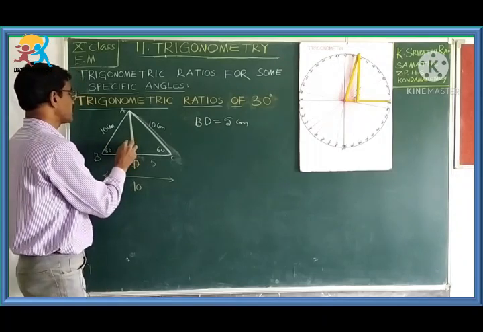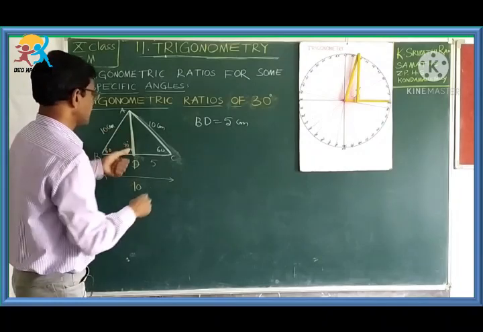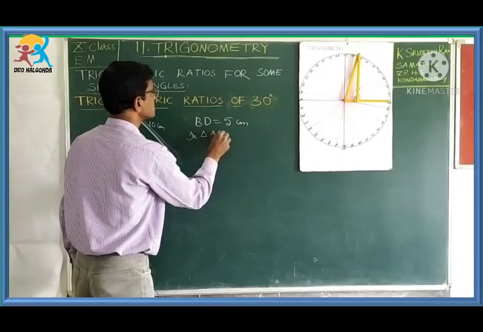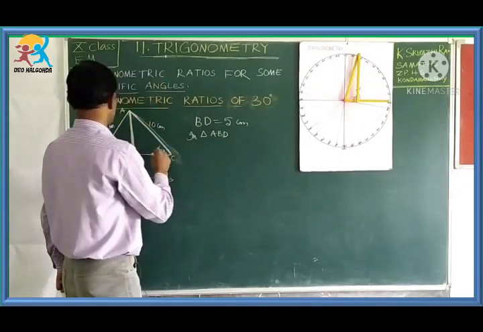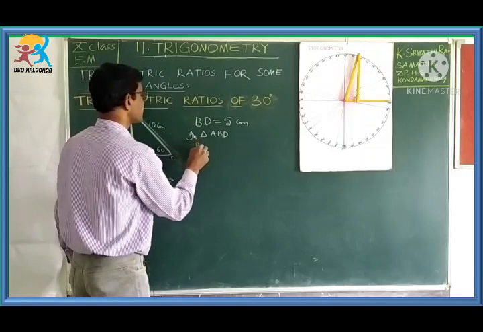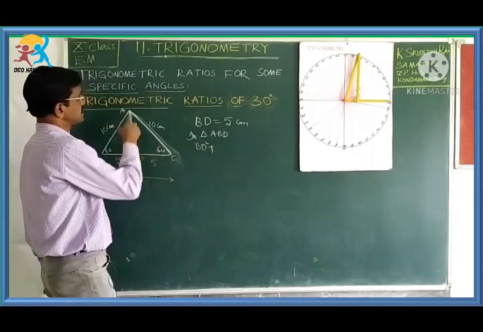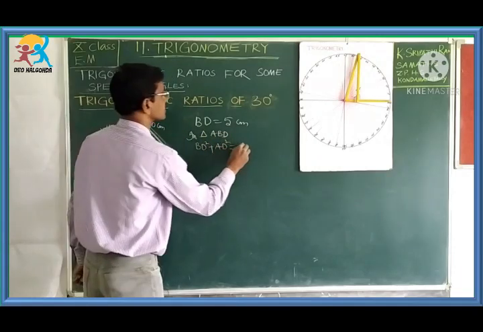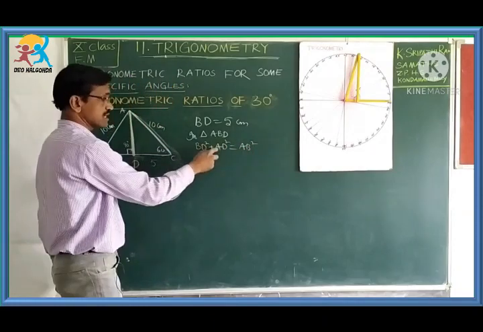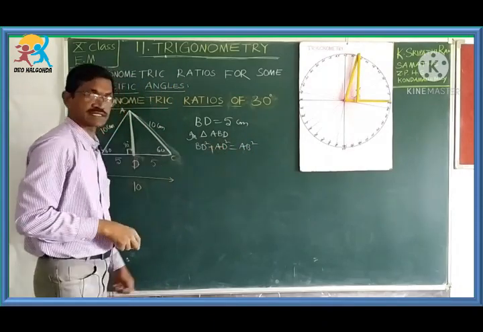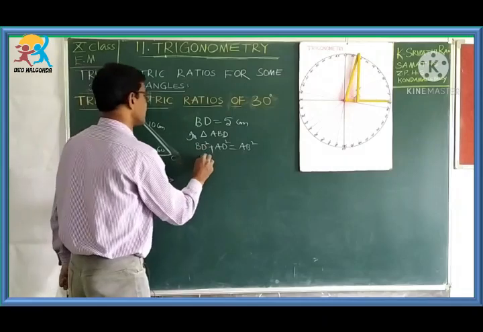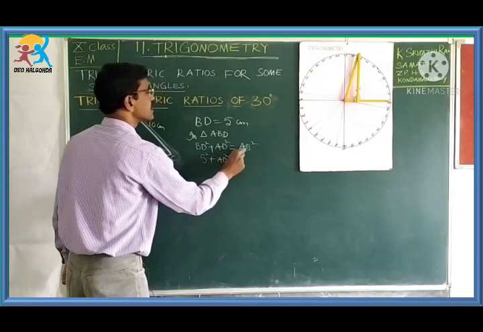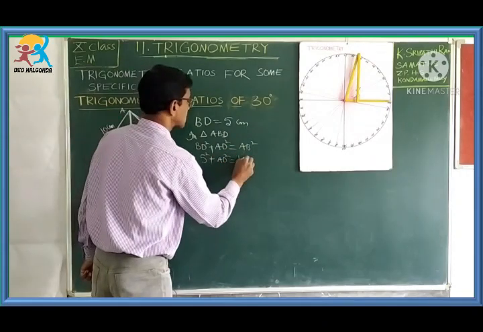So we can use Pythagoras theorem here. In triangle ABD, BD square plus AD square is equal to AB square. Hypotenuse square is equal to the sum of the squares of the other two sides. So here BD is equal to 5 square plus AD, we do not know, and AB is equal to 10 square.